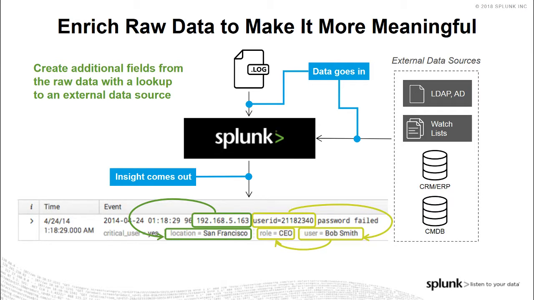In the example shown, Splunk took the user ID and looked up the name and role of the user from a human resources database. Similarly, it determined the location of the failed login attempt by correlating the IP address. Even though these fields don't exist in the raw data, Splunk allows you to search or pivot on them at any time. Another common use of this capability is to mask data.